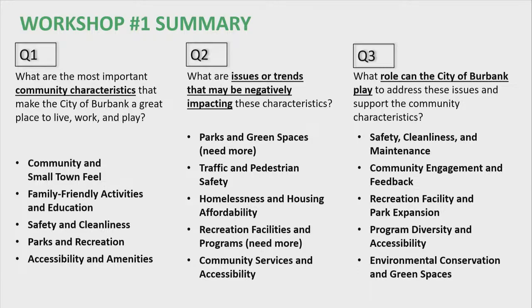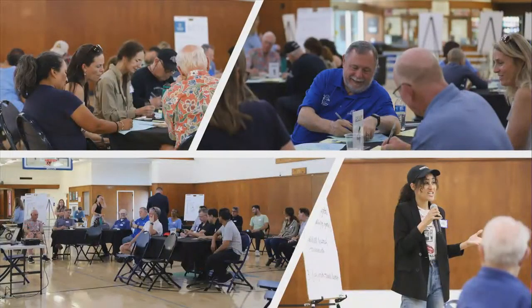We also asked, what are issues that might be negatively impacting some of those community characteristics? And we heard parks and green spaces, meaning needing more. Traffic and pedestrian elements, safety elements, homelessness and housing affordability, recreation facilities and programs, meaning needing more, community services, and accessibility to them. Then we asked, what role can the city of Burbank play in addressing some of these issues? And we heard improving maintenance, improving the safety and cleanliness, community engagement and feedback, having more of that, recreation and facility and park expansions, again, goes in line with some of the more parks, program diversity and accessibility, as well as environmental conservation and green spaces. Again, similar trends of what we've heard already through this process.